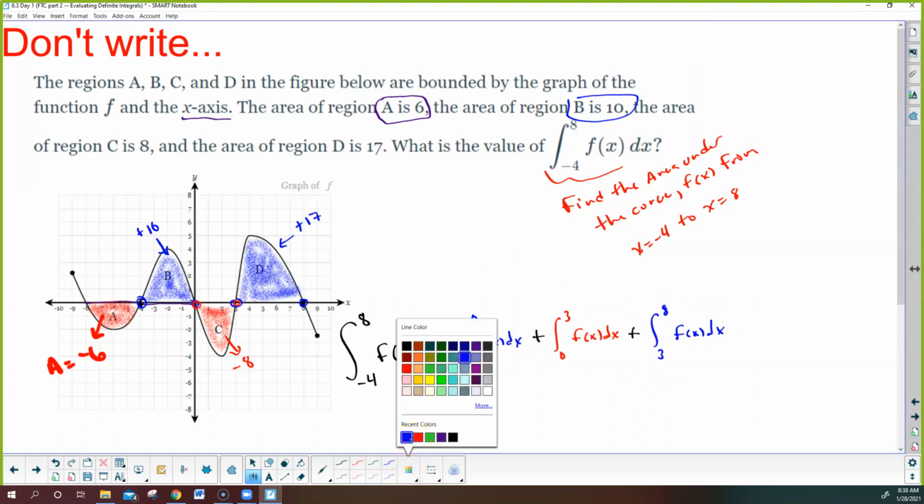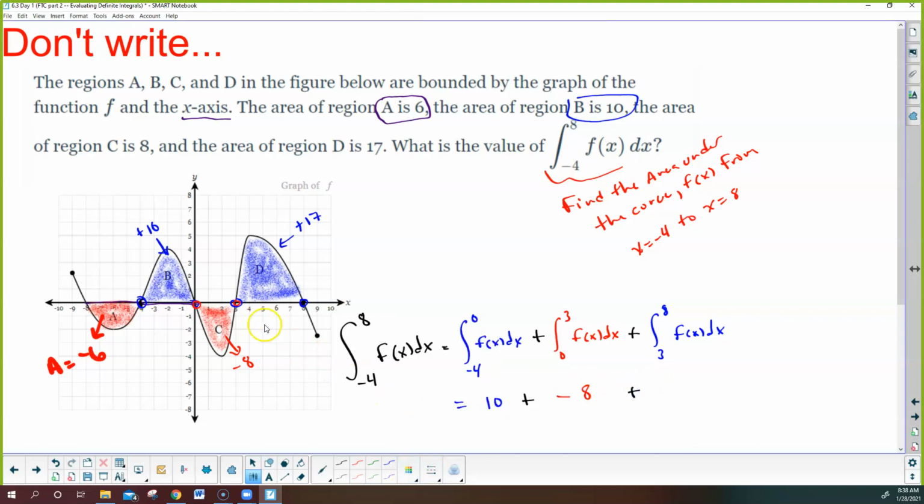Now, I understand, again, I'm not super concerned about the answer, but we know each one of these. They didn't tell me that specifically, but I know the area under the curve from negative 4 to 0 is positive 10. And then I know the area under the curve from 0 to 3 is negative 8. And then I know the last one, the area under the curve from 3 to 8, is a plus 17. And then you can add all that up, and we get 19, I believe. Okay?